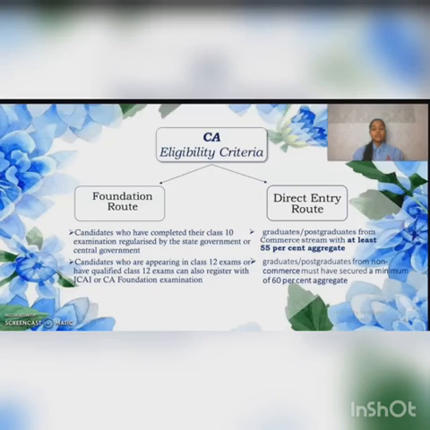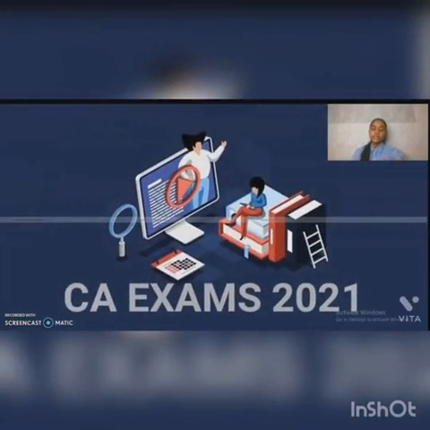In the direct entry route, the graduates or postgraduates from the commerce stream must have at least 55% aggregate or an equivalent score. All graduates and postgraduates from the non-commerce stream who have at least 60% aggregate or equivalent score can apply.